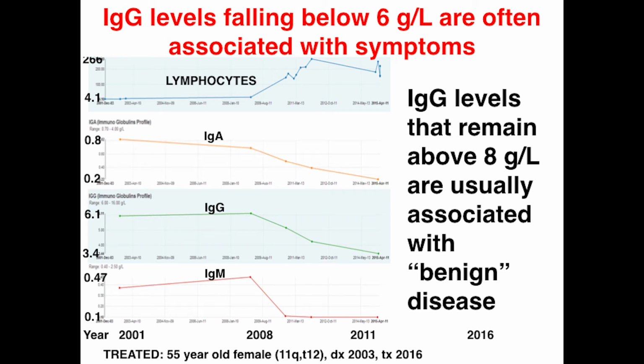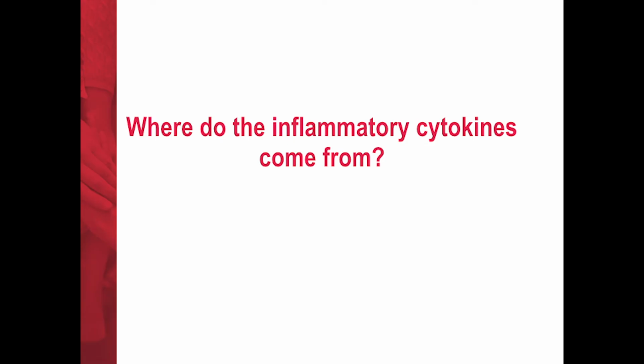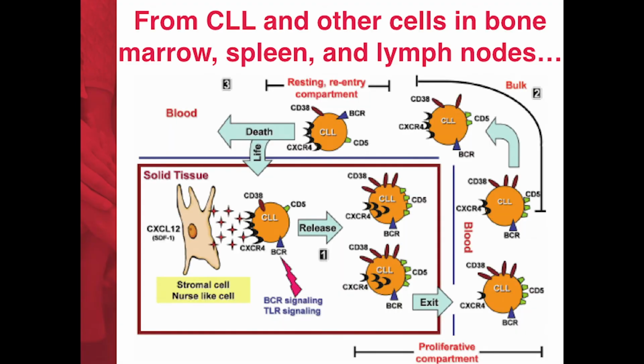So, okay, the symptoms in CLL are often related to high levels of inflammatory cytokines. Where do they come from? Oftentimes they come from the CLL cells themselves. So remember this figure where the CLL cells' biology is dynamic. The CLL cells come into the blood and then go back into the microenvironments in lymph nodes, spleen, and bone marrow where they get activated. And in this process of activation where they proliferate, they also make cytokines.